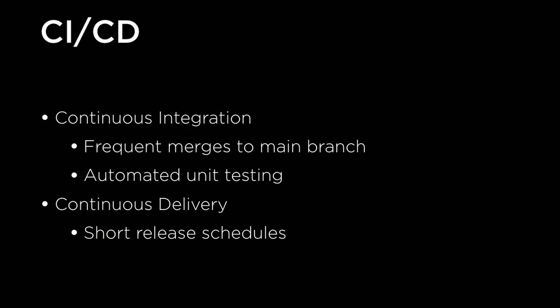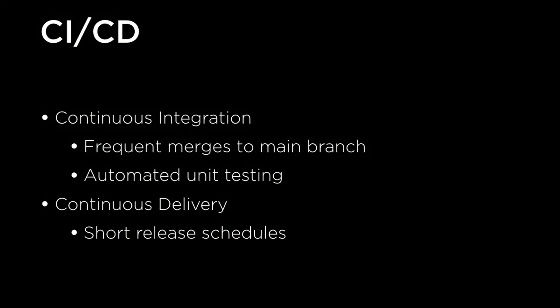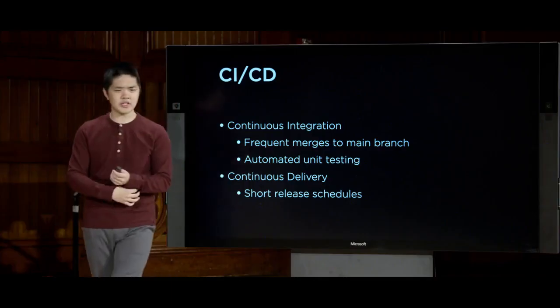So CI, which refers to continuous integration, involves frequent merges to a main branch of some repository, like a Git repository, and then automatically running unit tests when that code is pushed. So what does that generally mean?